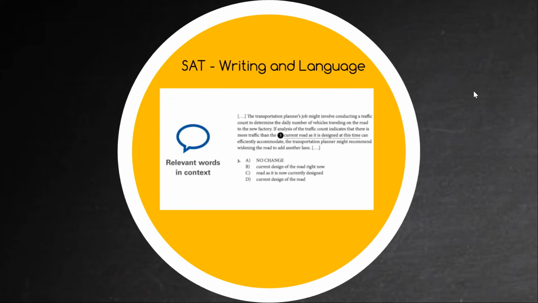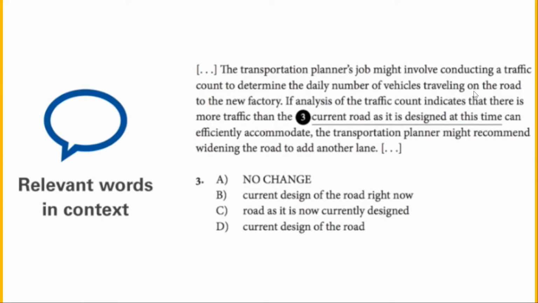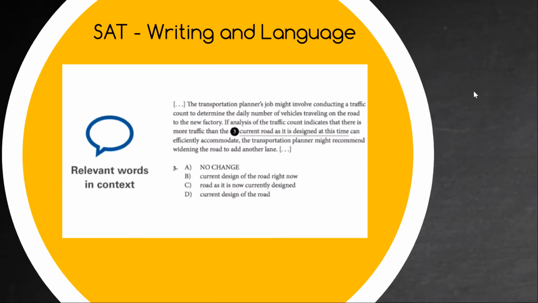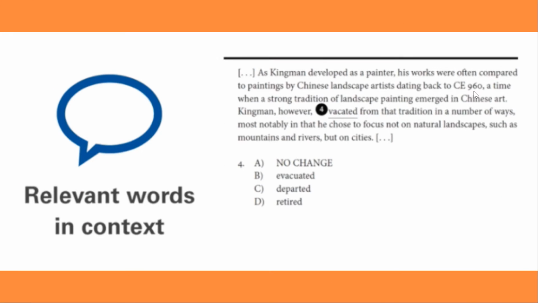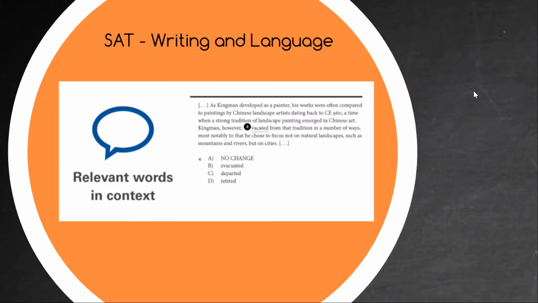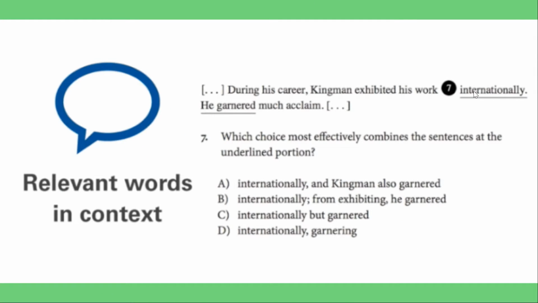All right, writing and language. So these are questions that are related to different categories in the SAT, and the categories are listed on the left, right? This one is relating to relevant words and context. And these are just some sample questions that you can go over with the class. SAT writing and language, another example related to relevant words and context. Right? Which choice most effectively combines the sentences at the underlined portion?